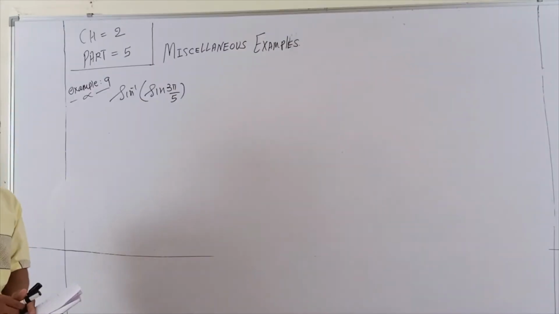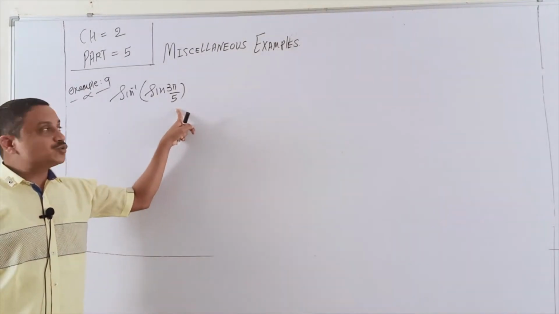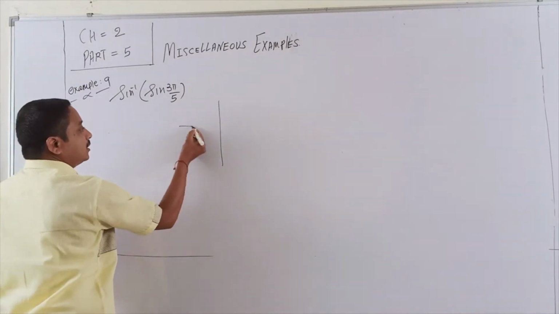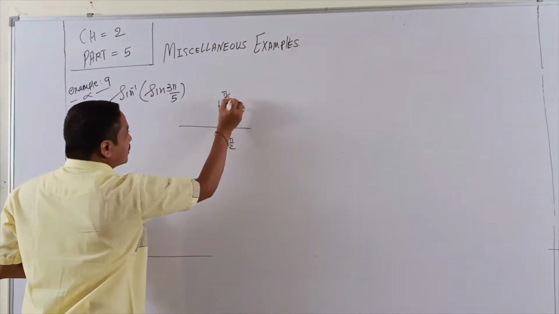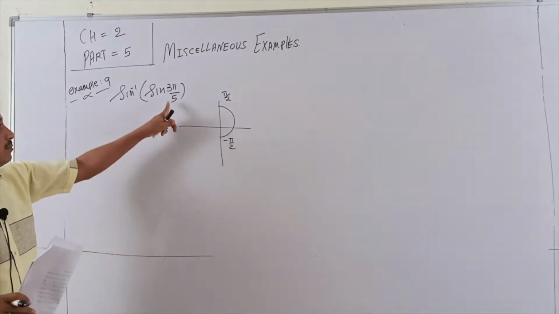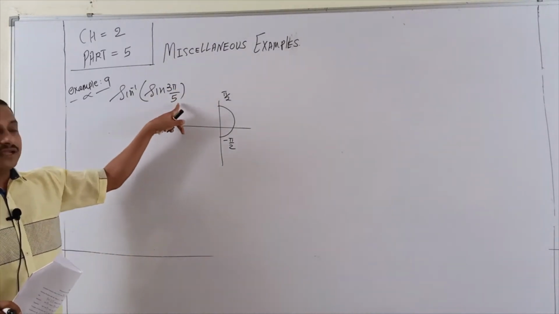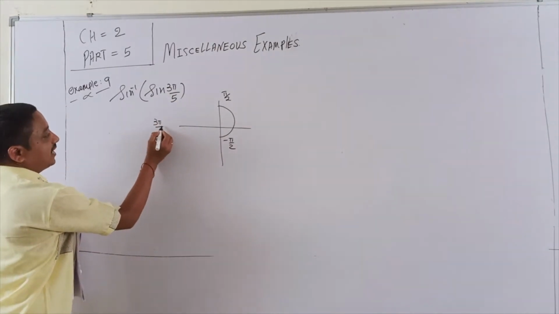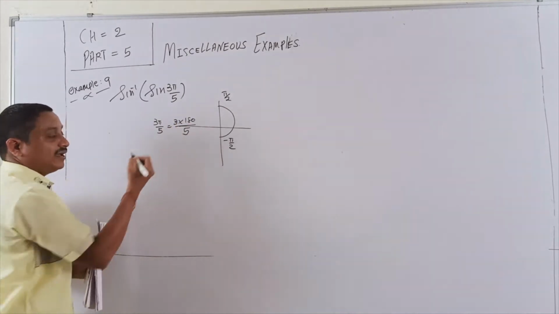Example 9. Sine 3 pi by 5. So students, you check where exactly 3 pi by 5 belongs: is it in our range or not? Minus 90 to 90 is the range of sine inverse. 3 pi by 5 means how much in degrees? Is 3 pi by 5 belonging or not? Just check, students. 3 pi by 5 means 3 into 180 by 5.